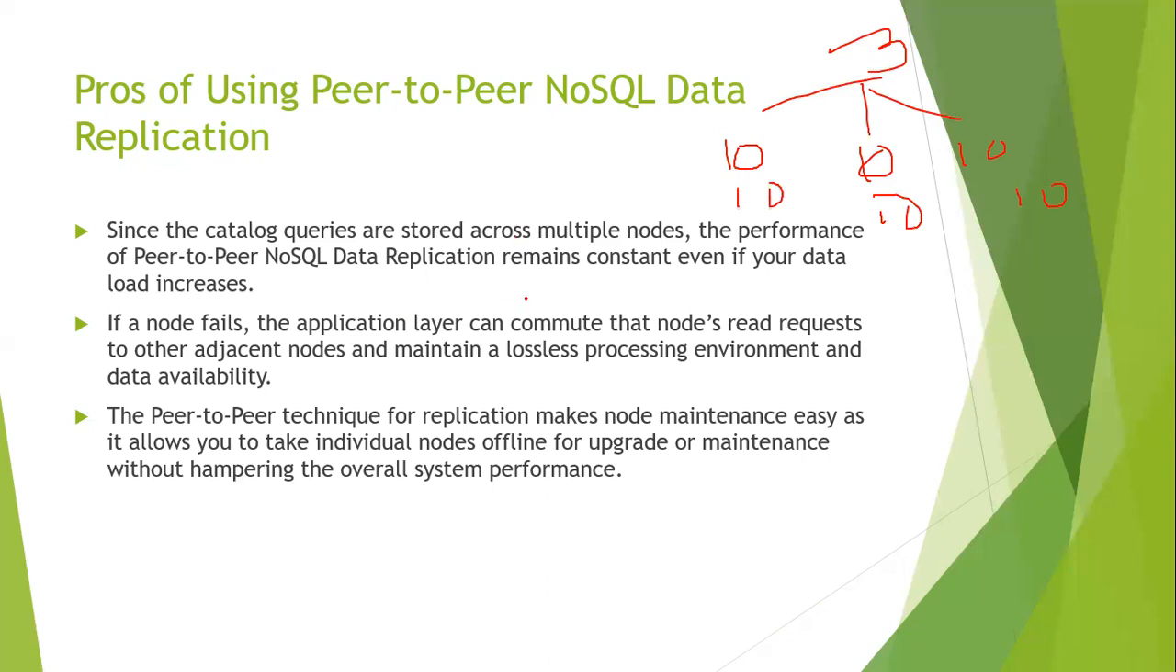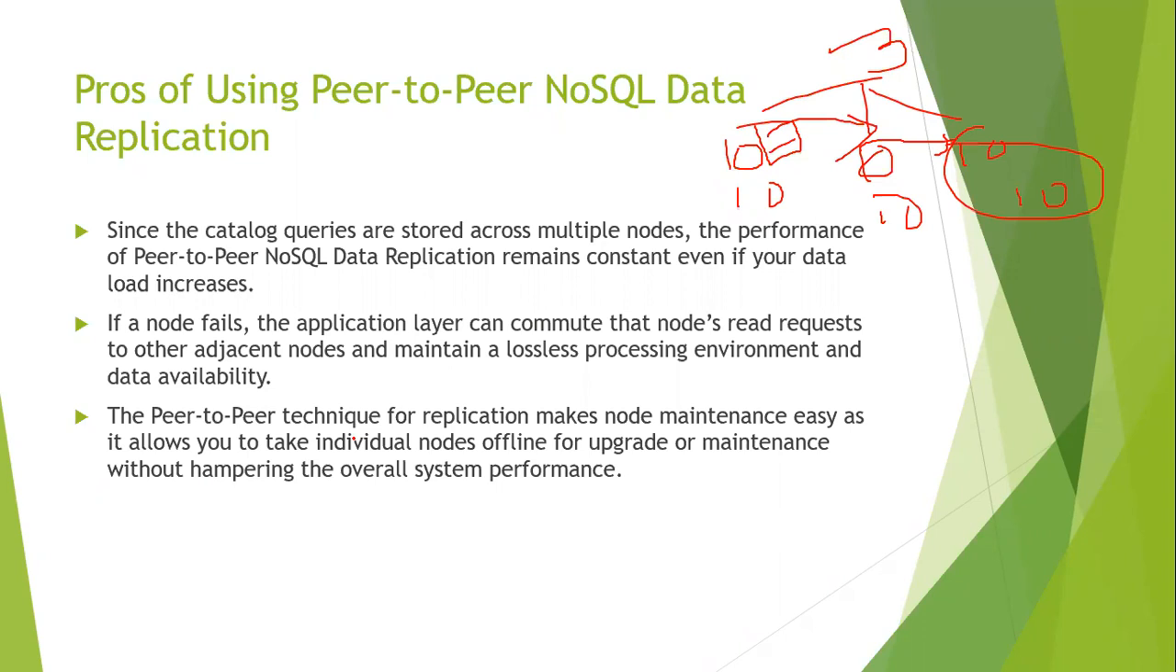If a node fails, the application layer can redirect that node's read requests to the other adjacent nodes and maintain a lossless processing environment and data availability. So in one server, if some problem is occurring, what will happen? It will refer to the next replica set, and the problem can be solved there. If that also has a problem, it goes to the next replica set, so the problem can be solved. But all replicas should have the same data in the same format.